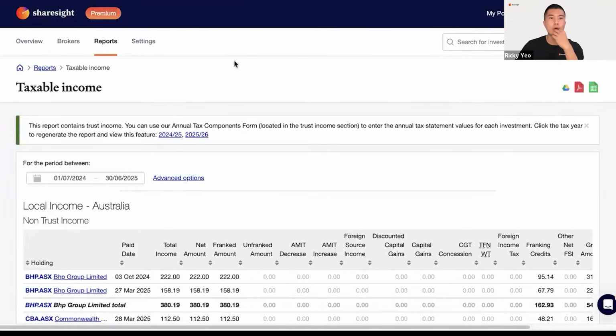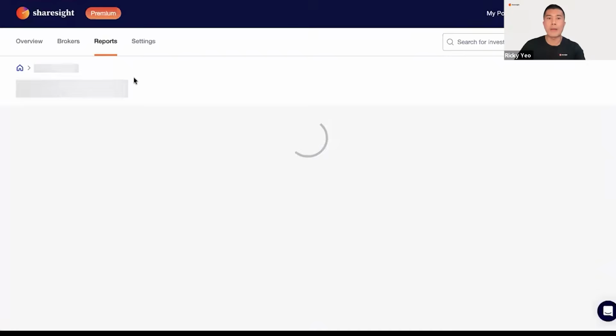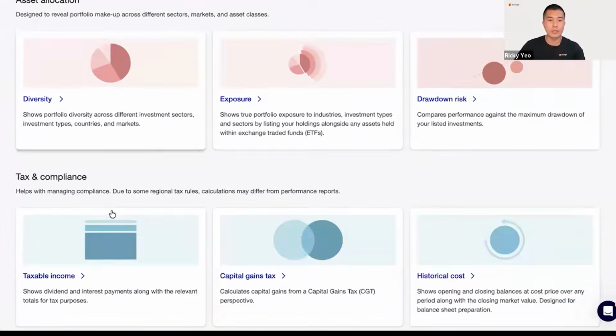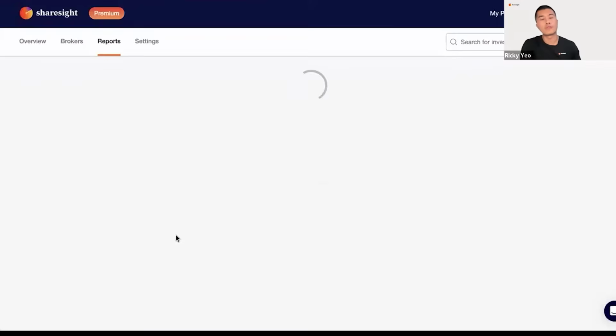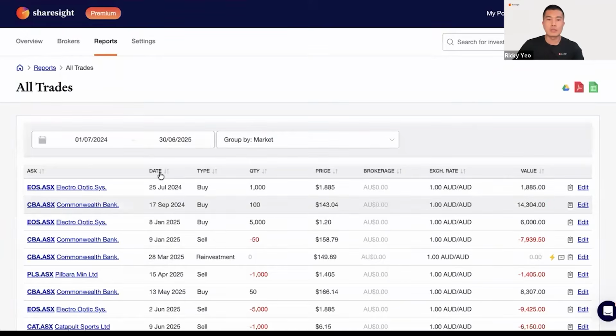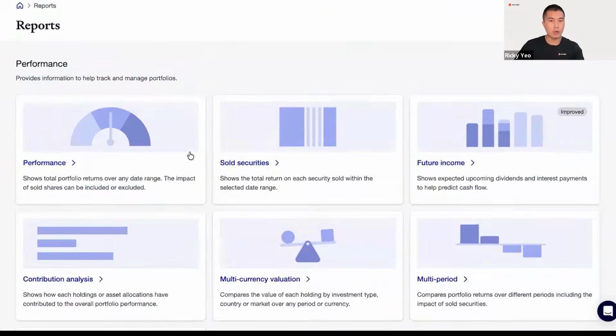I know there are some accountants on the webinar today as well. So if you are using Sharesight to manage your clients' portfolios, there's a couple of other reports that will help you as well. The first one is the all trades report. If you want to make sure the trades are correct against the trade confirmation, and double check that all the brokerage and cost base are accurate, this is one report that you can use. The other report is the historical cost report.